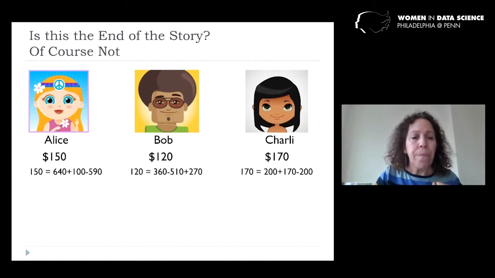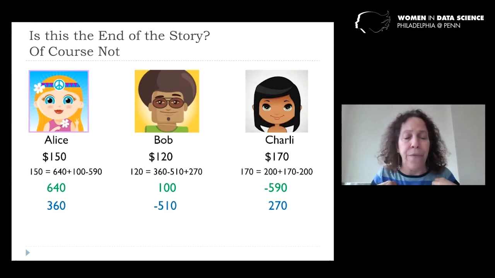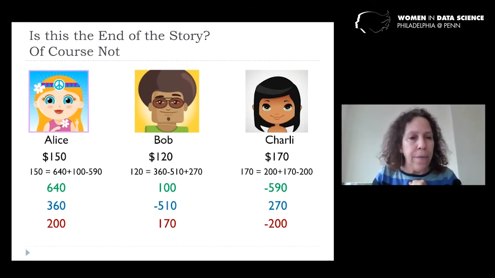Now, what do they do? How do they continue? Alice takes her three numbers. She holds on to one of them, the 640. She gives Bob the 100, and she gives Charlie the minus 590. Bob does the same, takes the 360, gives it to Alice, holds the minus 510, and gives the 270 to Charlie, and Charlie does the same thing, okay?